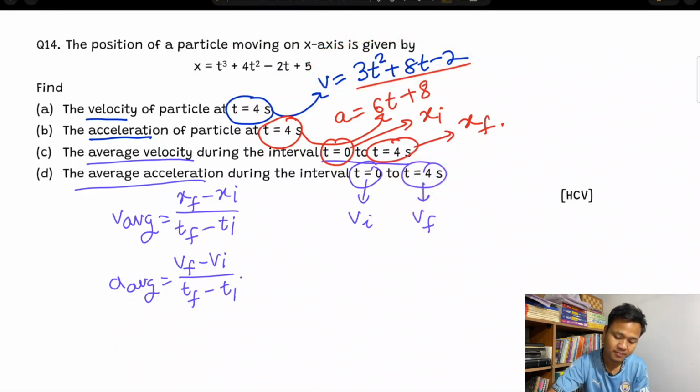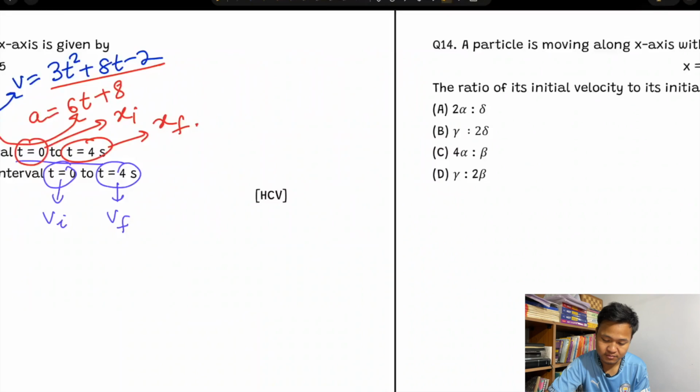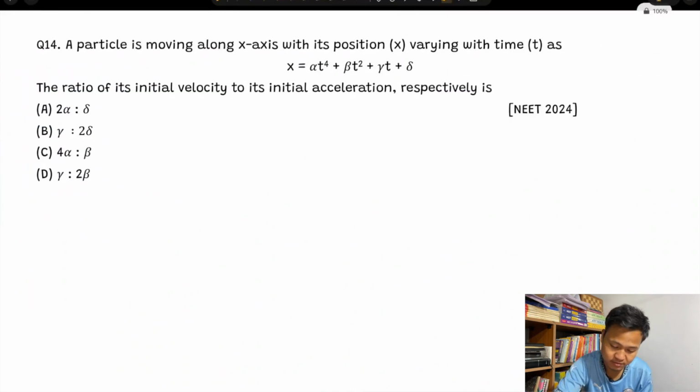Okay, so let's move on. One more question is here. This is from the 2024 NEET exam. Here you're given x in terms of alpha, beta, gamma, delta.